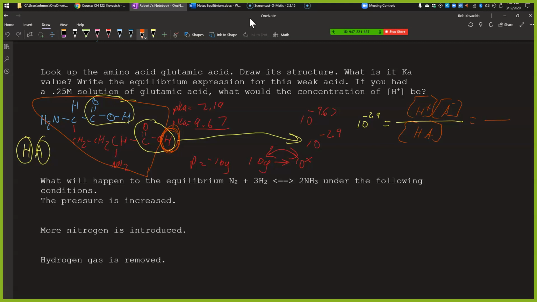I was told that this value here is 0.25, and I don't know H, but I know it's A value, and I know that the A value is also the same number, but I don't know what it is. So this is that instance where we do the x is equal to the square root of, in this case, 10 to the negative 2.9 divided by 0.25. You might have some issues with your calculator, like knowing how to type this in.